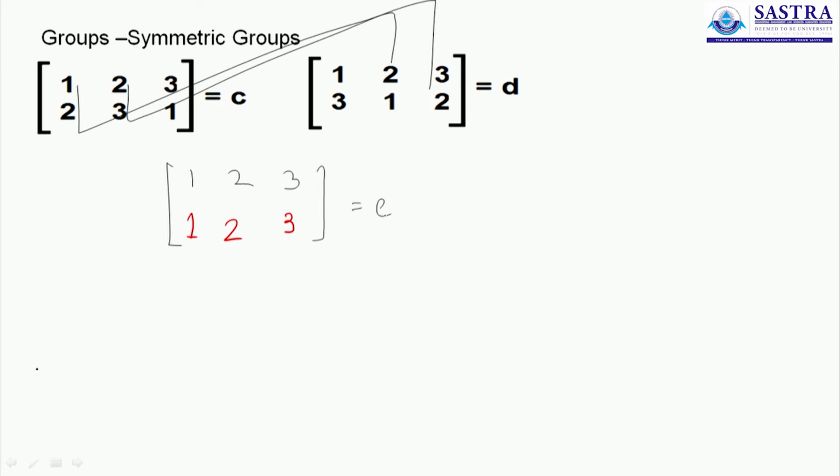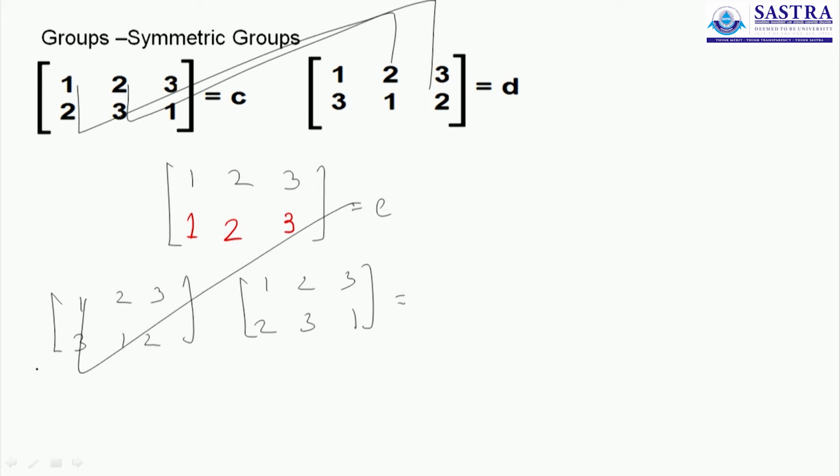But what happens if we swap the order? What if I write D first, 1, 2, 3, 3, 1, 2, and C next, 1, 2, 3, 2, 3, 1. What happens this time? Is it also E? Because if it is also E, we have a nice property. Now let's check it out. 1 goes to 3, 3 goes to 1. So 1 goes to 1. 2 goes to 1, 1 goes to 2. So 2 goes to 2. And 3 goes to 2, 2 goes to 3. So this is 3. So here again I get the identity element back. So C star D and D star C are the same element.